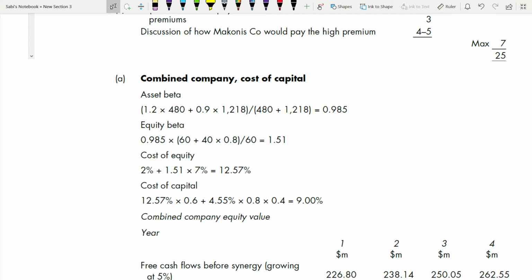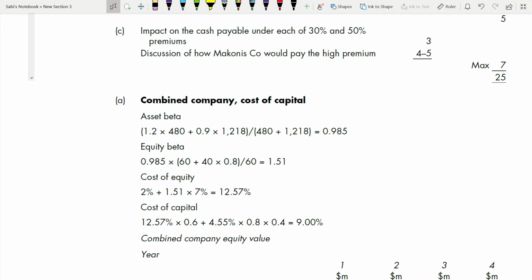But in this question, I have to find free cash flow to firm, not free cash flow to equity. So we have to find WACC, the cost of capital, right? First we have to find the combined company's cost of capital. That is the first step, because that free cash flow we have to divide by the cost of capital to find the additional value.